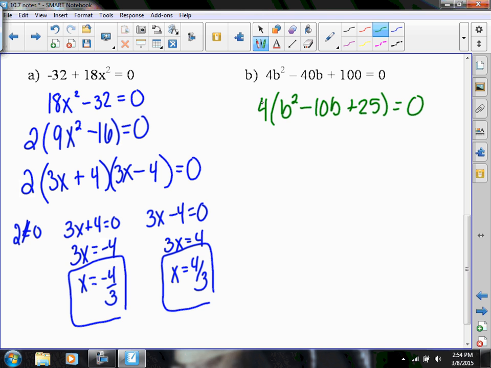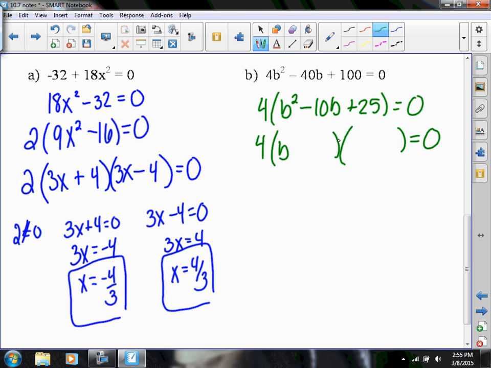Now I'm just going to ignore the 4 for now that I took out. I'm going to focus on what's in parentheses. And that's a trinomial, so it's probably going to be a perfect square trinomial. I don't have a lead coefficient, so that's good. It's easier. 25 is a perfect square. That's good. Square root of 25 is 5, and double that is 10. Okay, so it's following that pattern for a perfect square trinomial. I also have the right signs. I have the minus and then the plus. So this is definitely going to be factorable with our perfect square trinomial pattern.